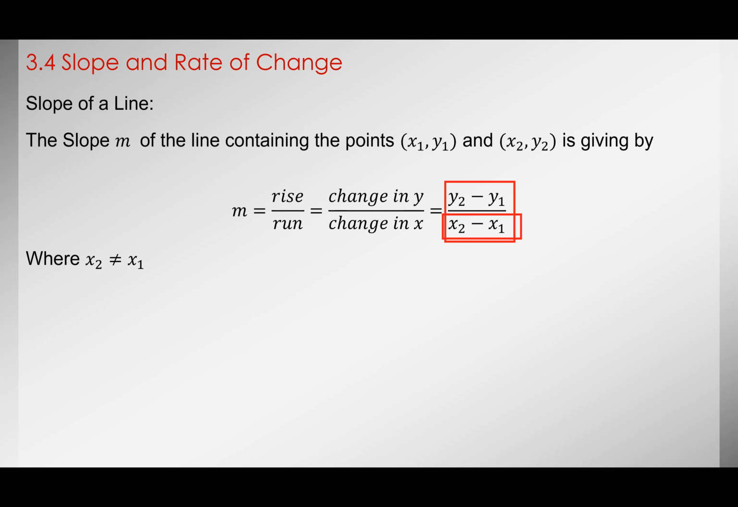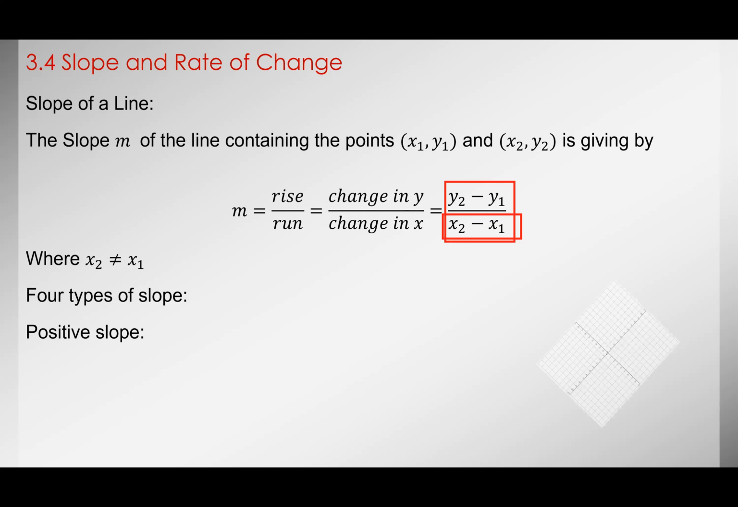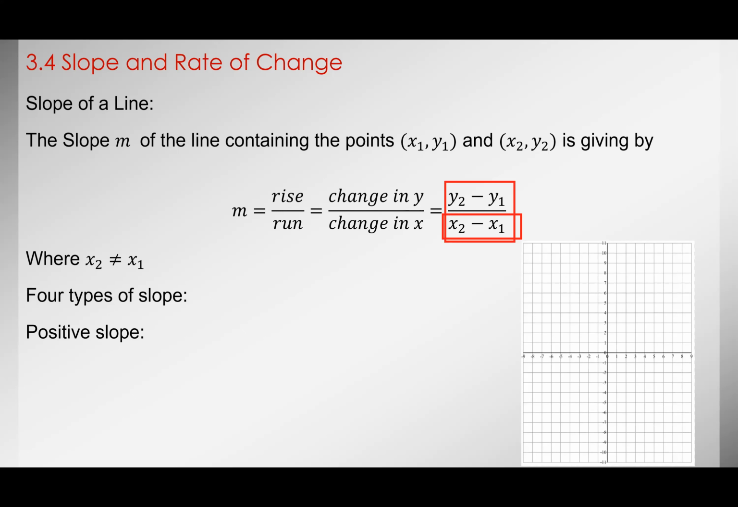Okay, so our goal or our objective in 3.4 is, if we give you any two points, point 1 and point 2, can you find the slope? Can you find the rate of change between the two points? Okay, and the rate of change is basically the rise over the run. So there are 4 types of slope that you will see in our class, and we will have a positive slope.